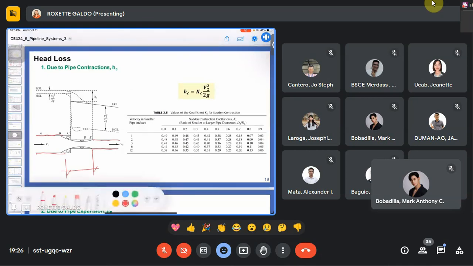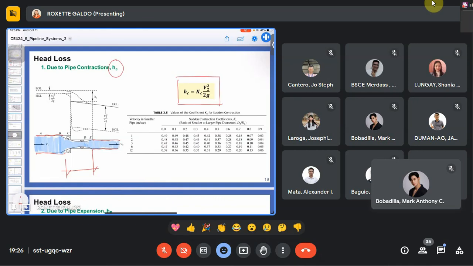So meaning the flow of water initially is here, in this part. Then it transitions and becomes smaller. So there is contraction. There is head loss in that. Head loss due to contraction will be denoted by H sub C, and its equation is given by this one. Kc times V2 squared over 2G, meaning the velocity that we are going to use is the velocity in the small pipe, not the large one.